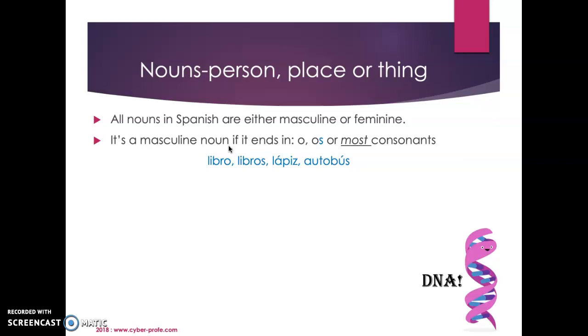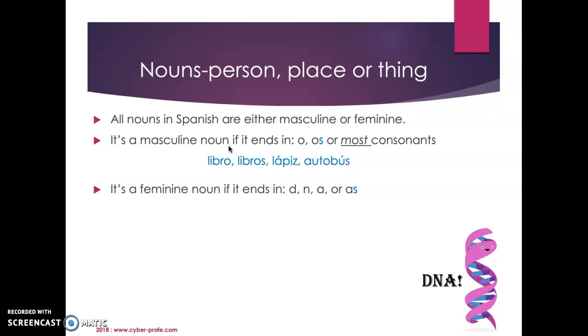Remember, a consonant is any letter of the alphabet that is not a vowel. So if it is not A, E, I, O, or U, it is a consonant. Now let's look at feminine nouns. So a feminine noun ends in D, N, A, or AS.